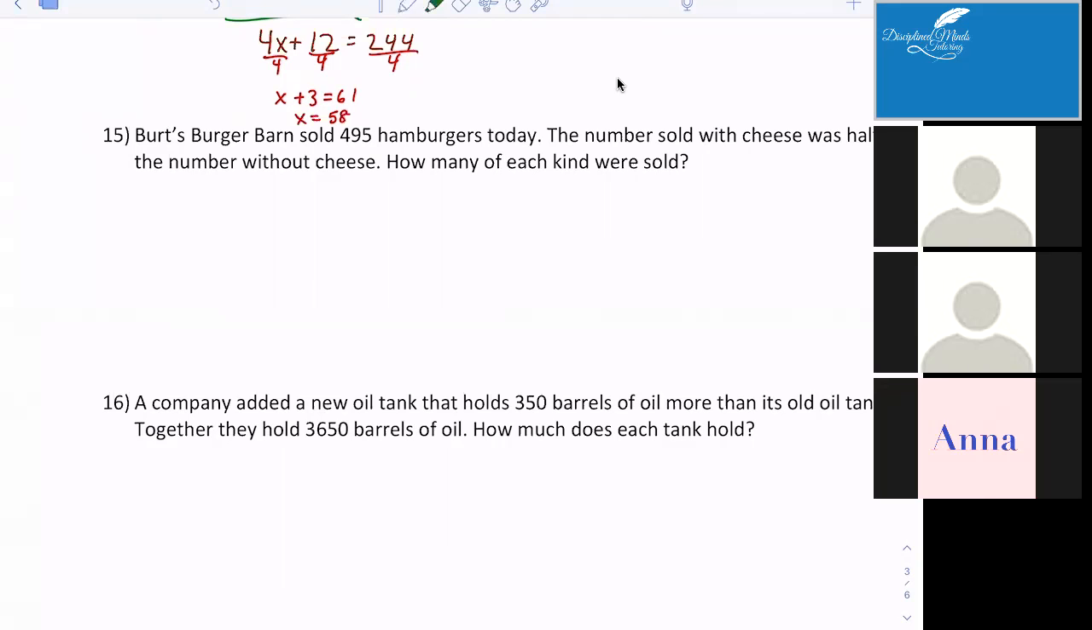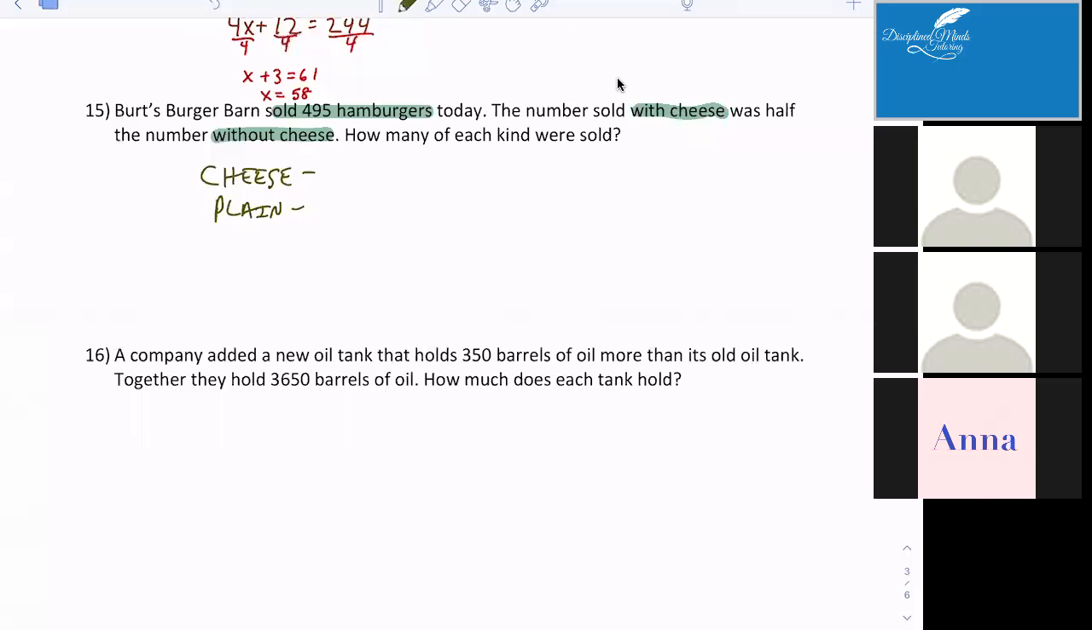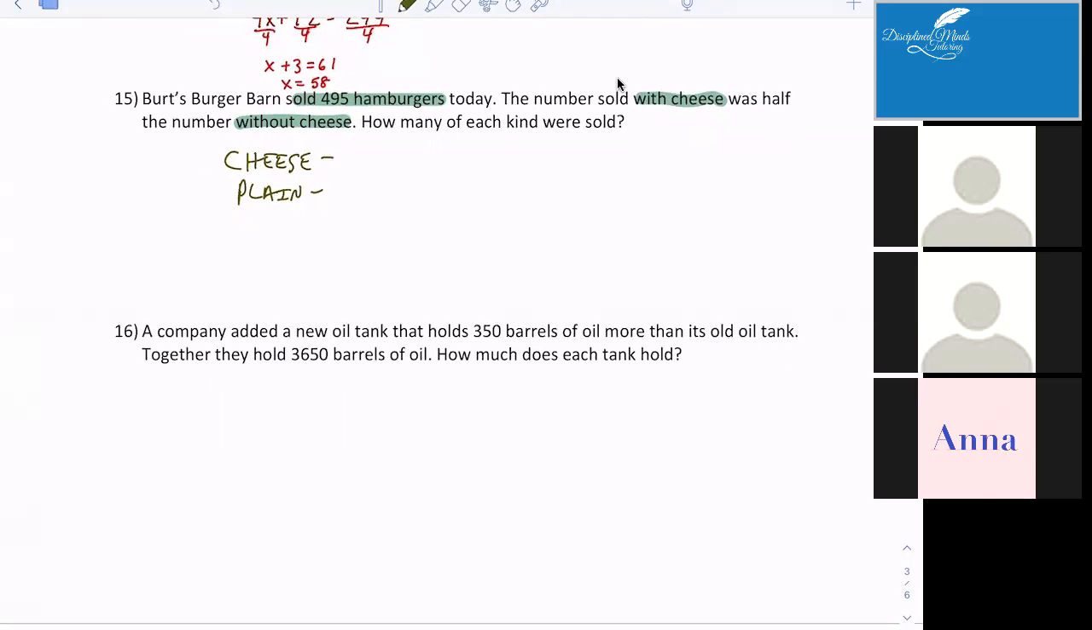Again, we're going to identify they sold how many? 495. They sold with cheese and without cheese. All right, so here's what you have. You have down here cheese. And then you can just do plain if you want. Or write no cheese if you want. Doesn't matter to me. Now, it says what? It says the number sold with cheese was half without cheese.